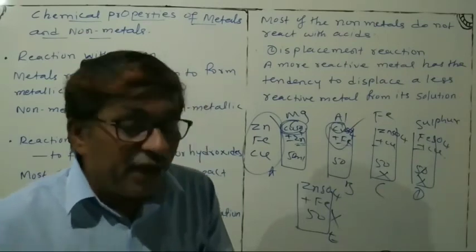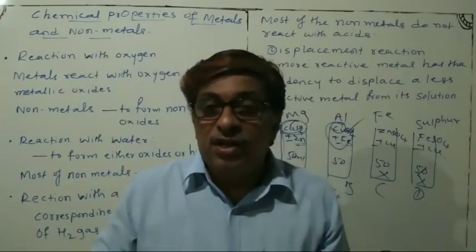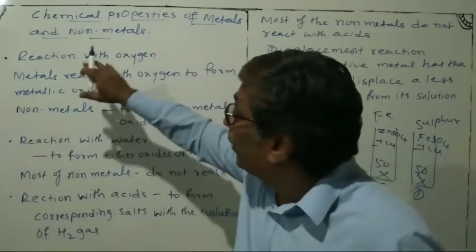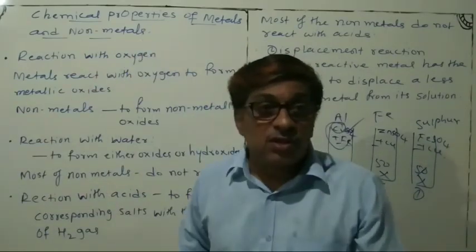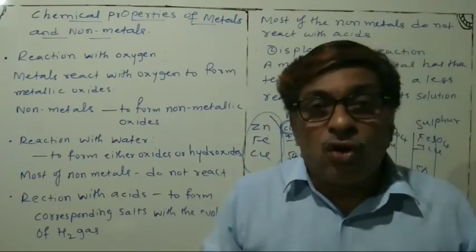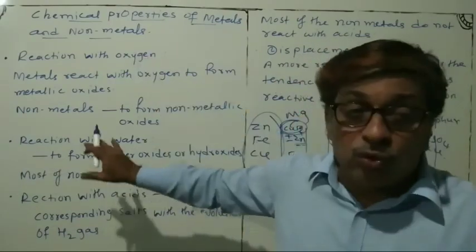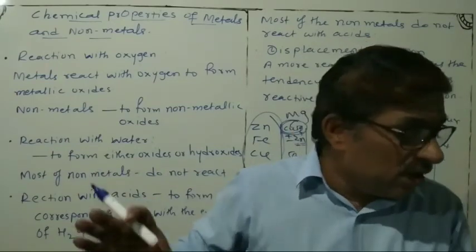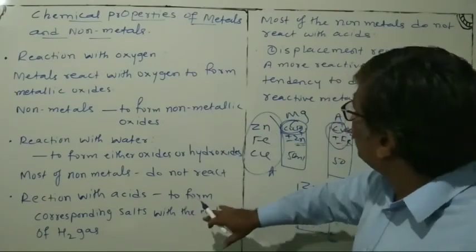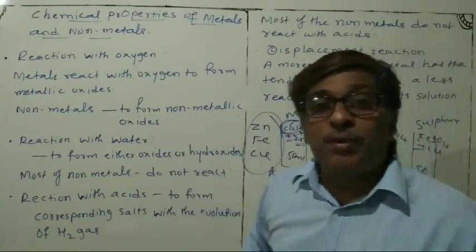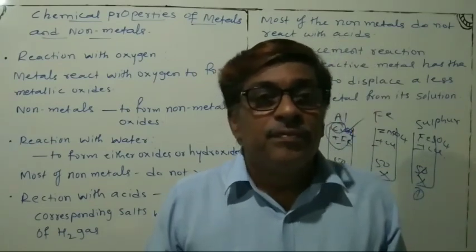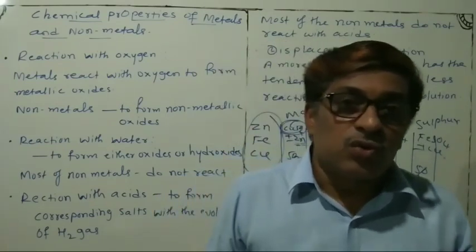Okay students, got the idea? These are the chemical properties of metals and non-metals. You have to go through all the chemical reactions, mainly reaction with oxygen, reaction with water, reaction with acids, and displacement reactions. Go through all of it and remember it.